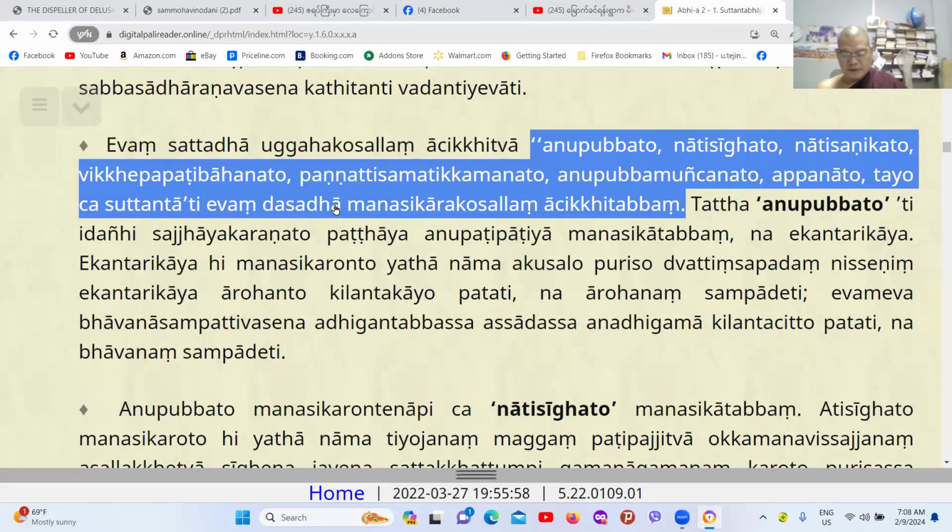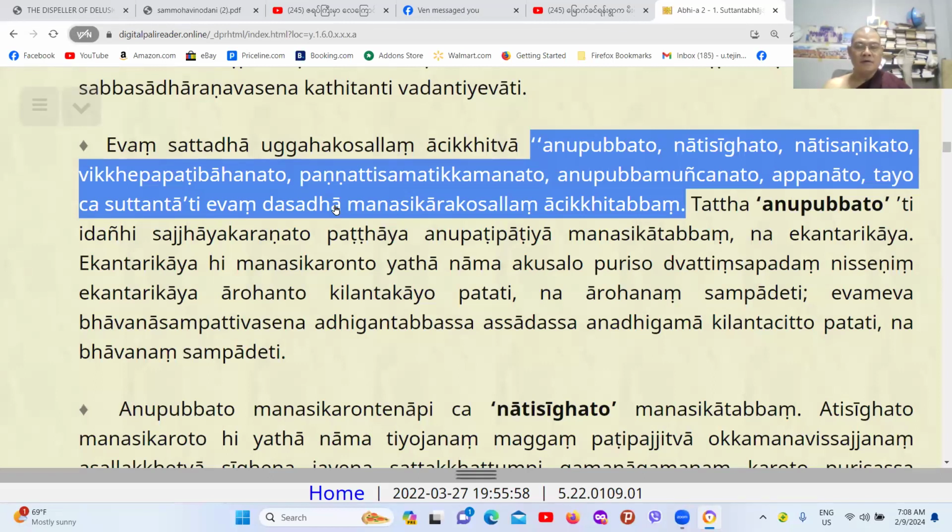Panyati samatikamato, we should surmount the concept of those 32 parts of the body. If we stay in the concept, we will never get any essence. We will never know the fundamental truth. So we should surmount Panyati, we should overcome Panyati, going from Panyati to Paramata.